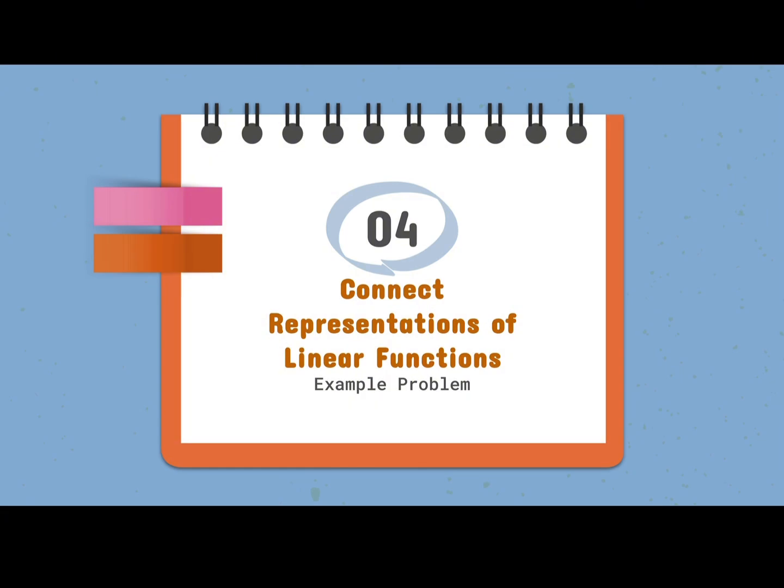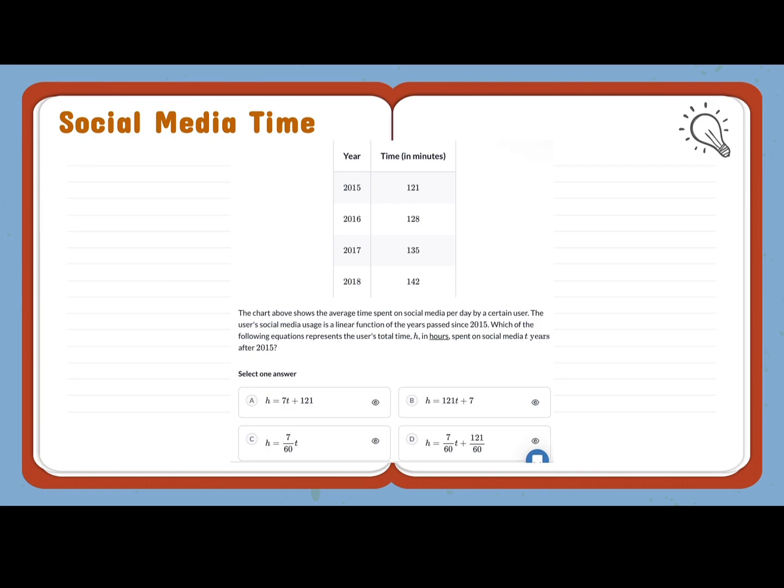Okay, the last one for this subunit is connect representations of linear functions. So we have this chart here. The chart above shows the average time spent on social media per day by a certain user. The user's social media usage is a linear function of the years passed since 2015. Which of the following equations represents the user's total time h in hours spent on social media t years after 2015?